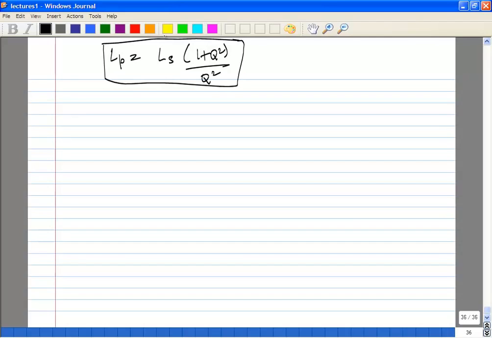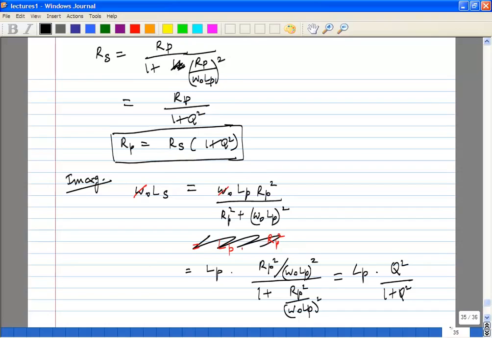And also note that in many cases you will find that if Q is very high, (1 + Q²)/Q² is almost 1, right? Which means LP is almost the same as LS. But if you go back, if Q is very high, RP is much higher than RS. Okay? Just keep that in mind.